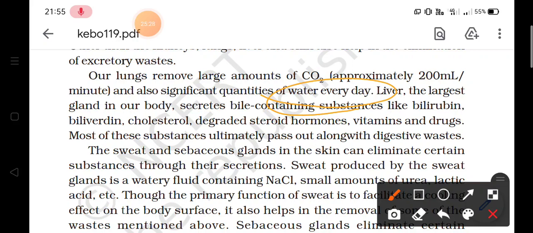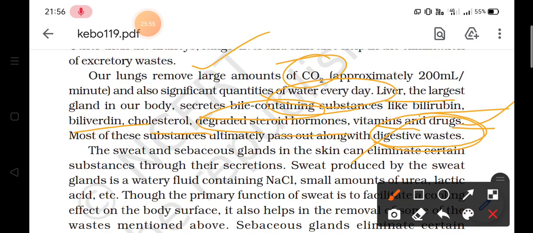Then if we talk about the liver, which is the largest gland, it secretes bile containing substances like bilirubin, biliverdin, cholesterol, steroid hormones, vitamins, and drugs. These substances are removed from the digestive tract as waste. So the liver is also removing waste from the body. Lungs are removing gaseous waste along with water. And then skin: sweat and sebaceous glands.